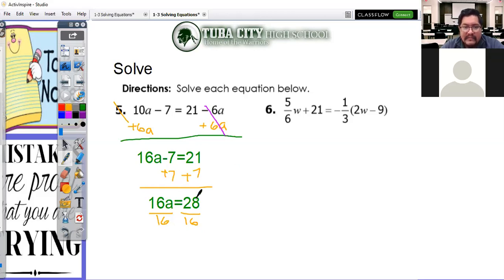and reduce it. So 16 divided by 16, that's going to leave us with just a. But now I have 28 over 16, which again doesn't divide nicely. So we're going to have to reduce it. They're both even, so let's go ahead and do that. 28 divided by 2 is going to be 14. So that's going to be 14 over 8.